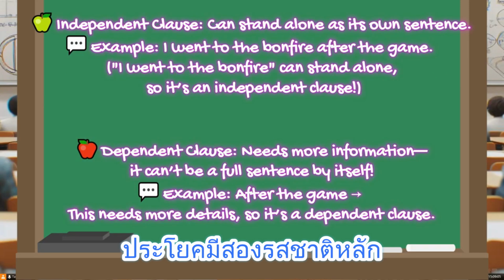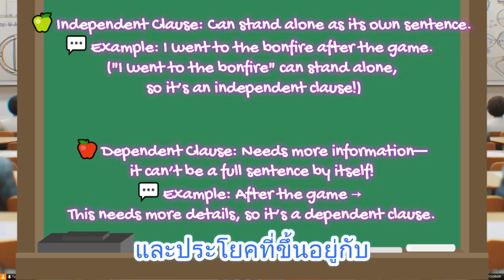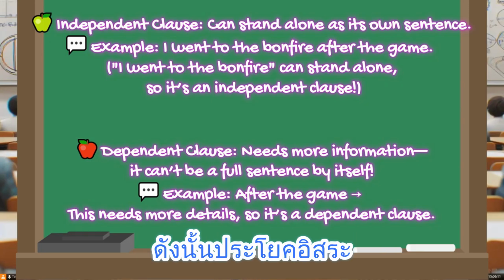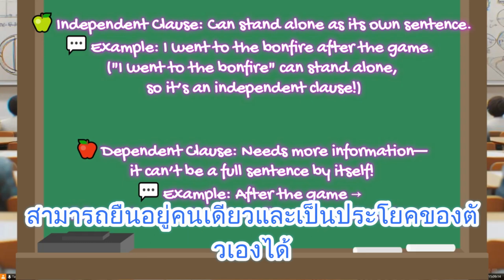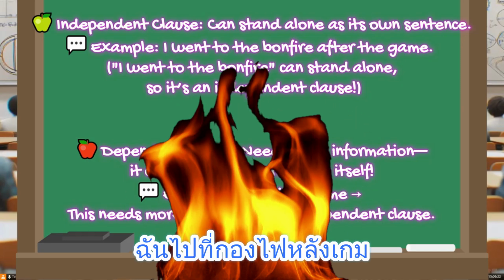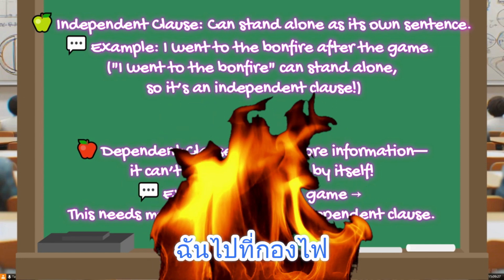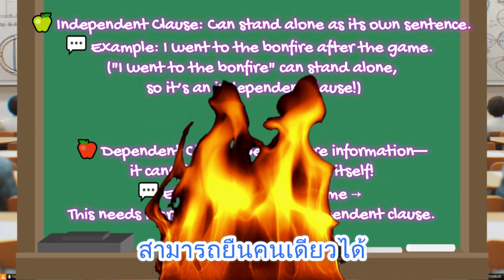Clauses come in two main flavors: independent clause and dependent clause. An independent clause can stand alone and be its own sentence. It can be a full idea. For example, I went to the bonfire after the game. I went to the bonfire can stand alone.